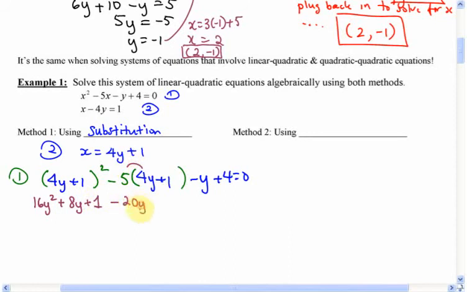Distribute. Okay, I will now simplify. 8y is negative 20. That's negative 12. Whoa, negative 13. Numbers don't look good. 1 plus 4 is 5. Minus 5 is 0. Not too bad.